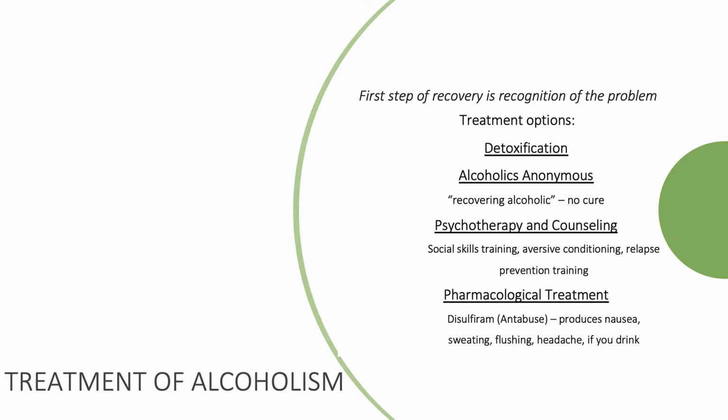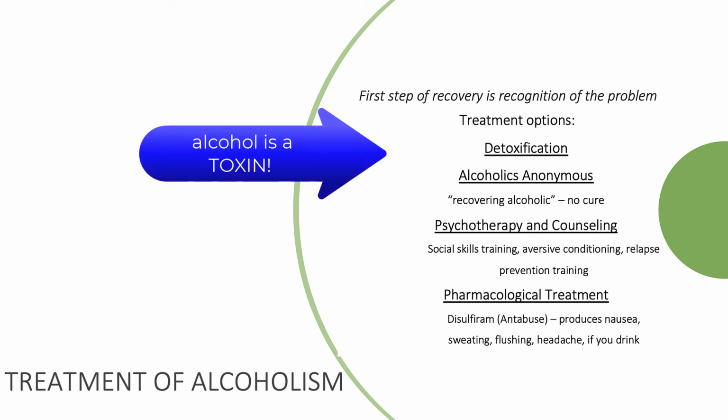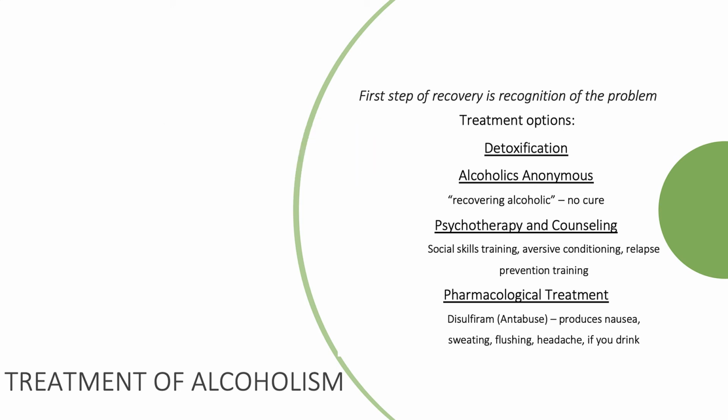Treating alcoholism, you may have heard this already, the first step of recovery is to recognize you have a problem. Options include detoxification. This is because alcohol is a toxin. Your body detoxes alcohol before it metabolizes the food that you eat. Alcohol is a toxin, not processed food. Alcoholics Anonymous is a treatment that works well for people. These are the folks who say that you are always an alcoholic and that there is no cure. Psychotherapy and counseling has worked, as well as pharmacologic treatments or medications.